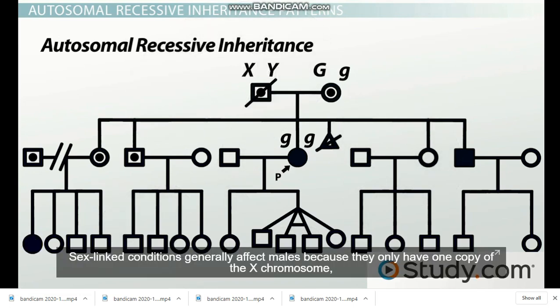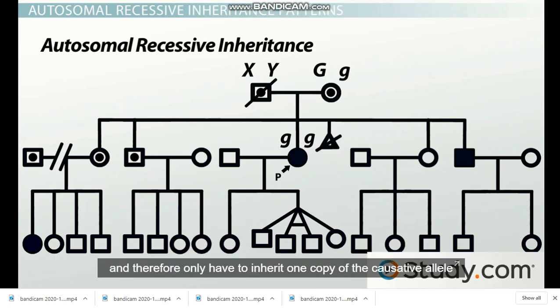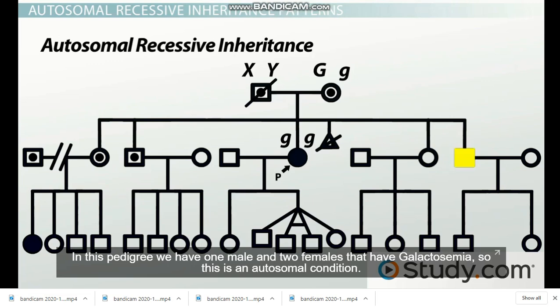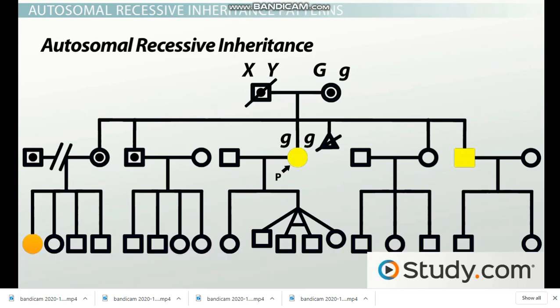Sex-linked conditions generally affect males because they only have one copy of the X chromosome, and therefore only have to inherit one copy of the causative allele, while females have to inherit two copies of the causative allele. In this pedigree, we have one male and two females that have galactosemia, so this is an autosomal condition.